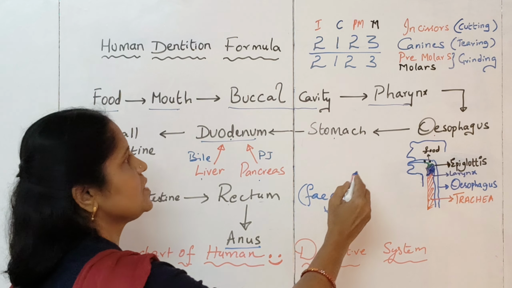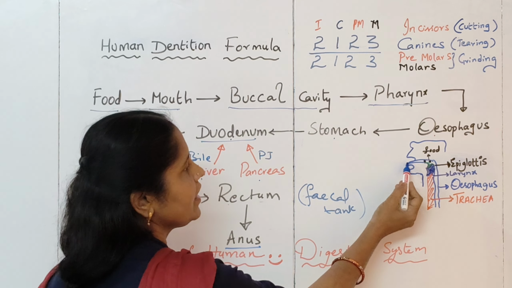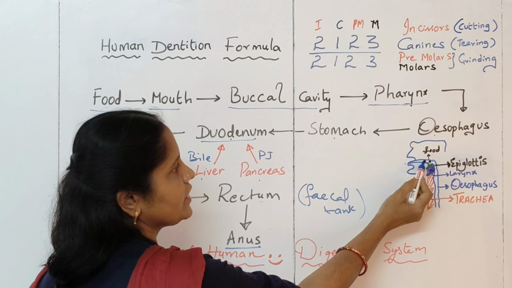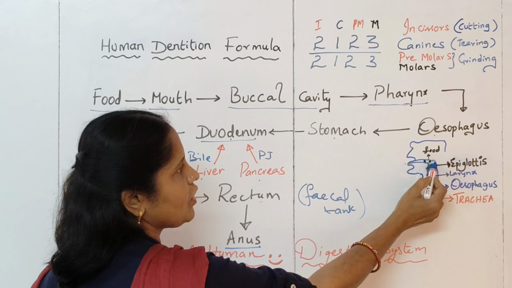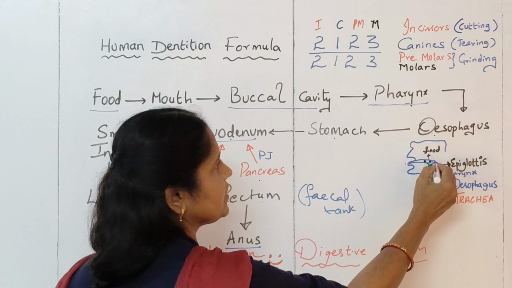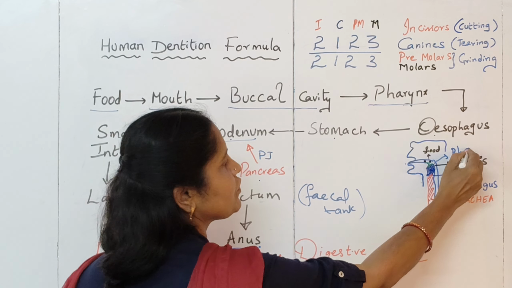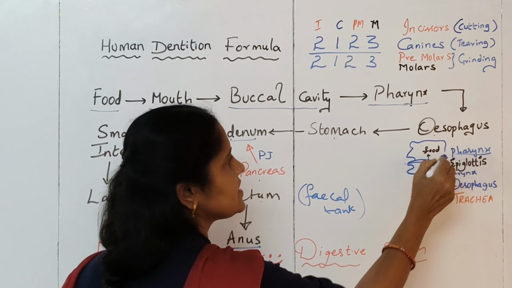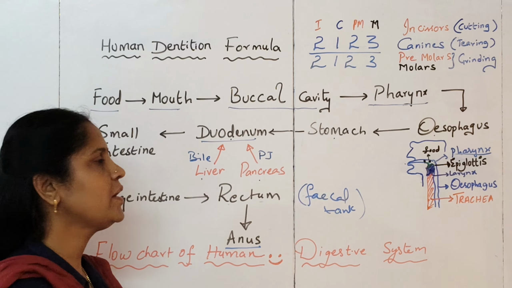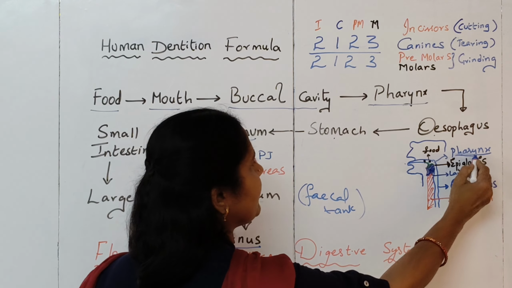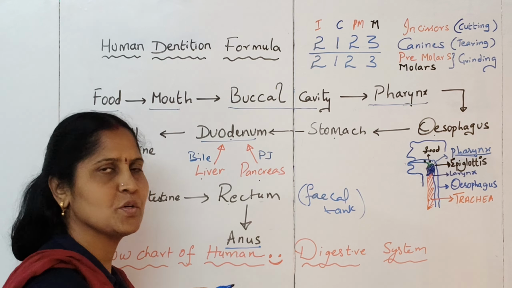Now coming to where this pharynx is. If this is the mouth and the food is moving here, this region is called the pharynx. The pharynx is a common passage for food and air. Both of them travel through the same part.